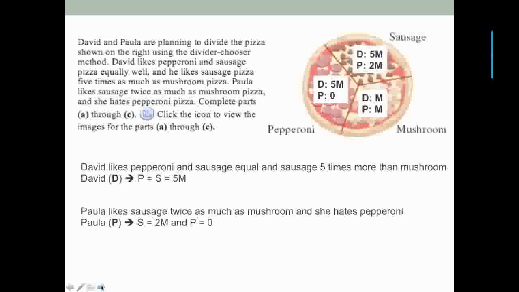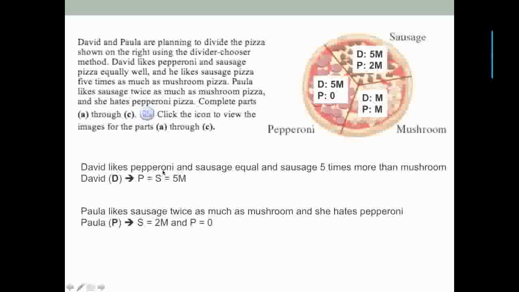David and Paula are planning to divide the pizza shown on the right using the divider-chooser method. David likes pepperoni and sausage pizza equally well, and he likes sausage pizza 5 times as much as mushroom pizza. Paula likes sausage pizza twice as much as mushroom pizza, and she hates pepperoni pizza. And the rest of that you can read on your own.